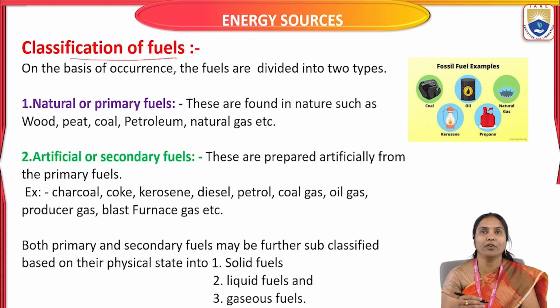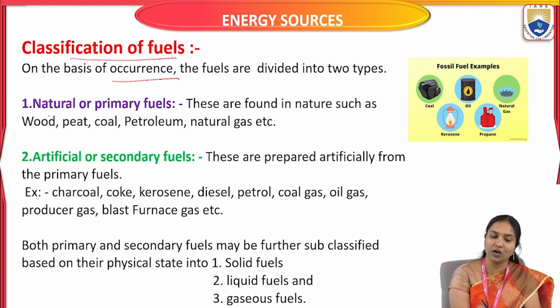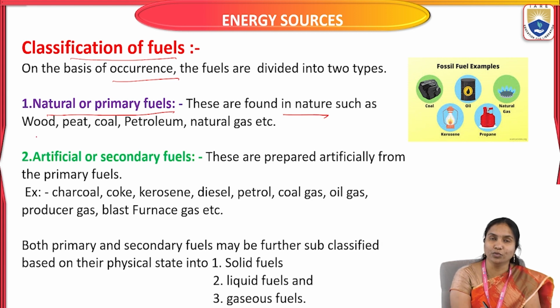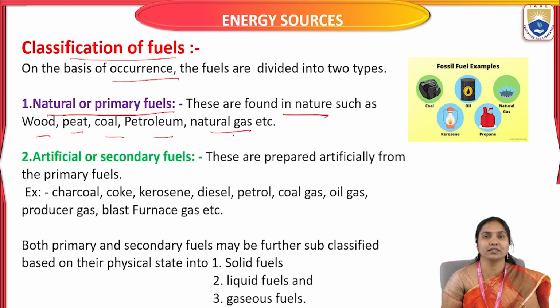So on the basis of occurrence, these fuels are classified into two types: primary fuels, also called natural fuels. These are found in nature, for example wood, peat, coal, petroleum, natural gas, etc. These are the best examples of primary fuels, which are obtained from nature.